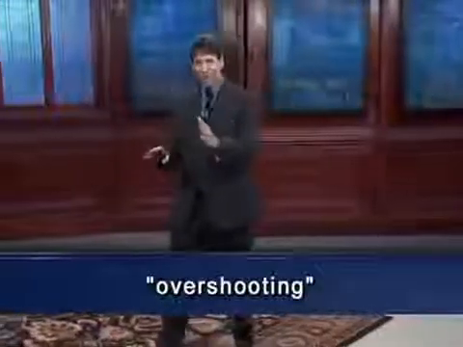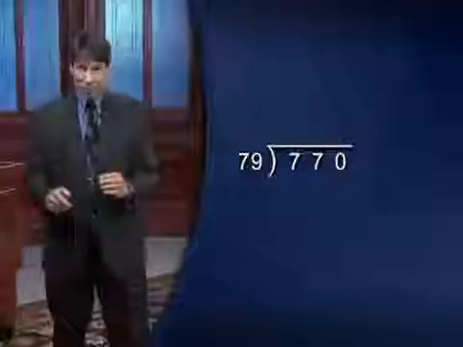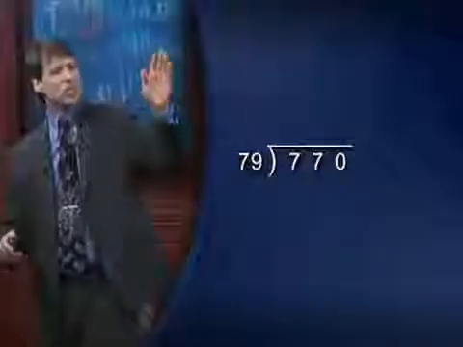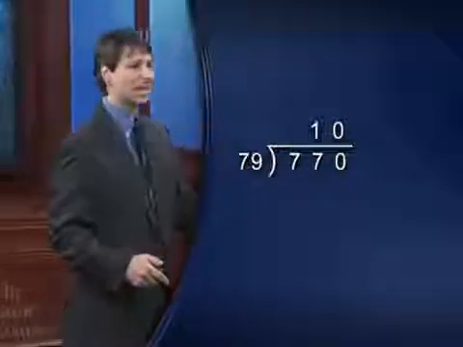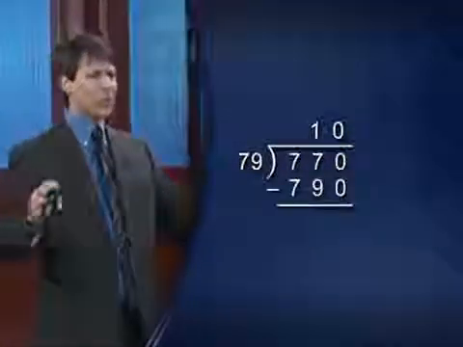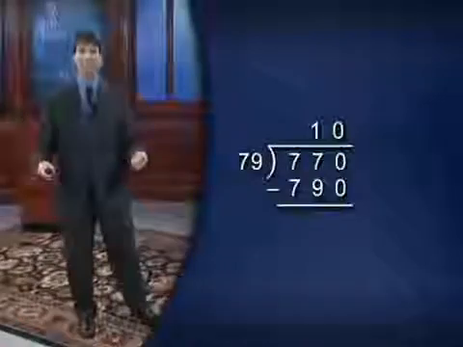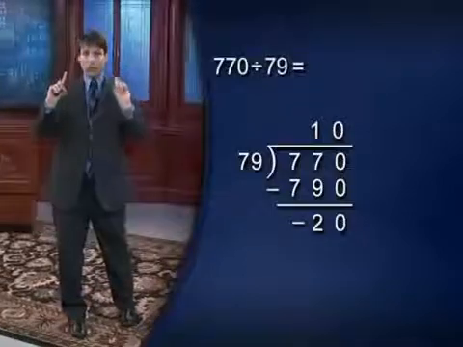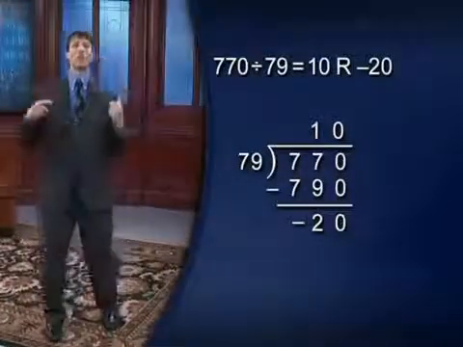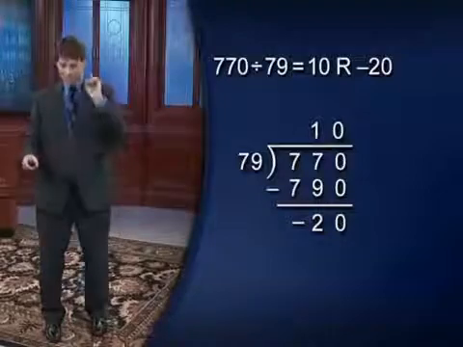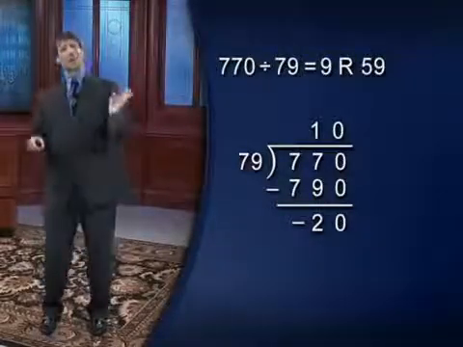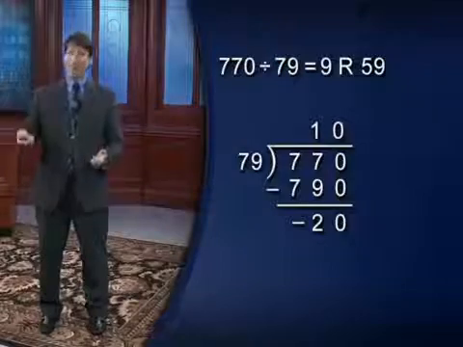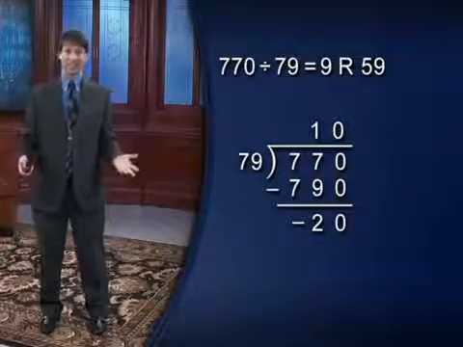Sometimes in a division problem, I will deliberately overshoot. For example, let's do the problem 770 divided by 79. Now we know that 79 times 10 is 790, but go ahead and think it anyway. 79 times 10 is 790, and that's too big by 20. So the answer that you think is 10 with a remainder of negative 20, and the answer you say is 9 with a remainder of 79 minus 20, 59.